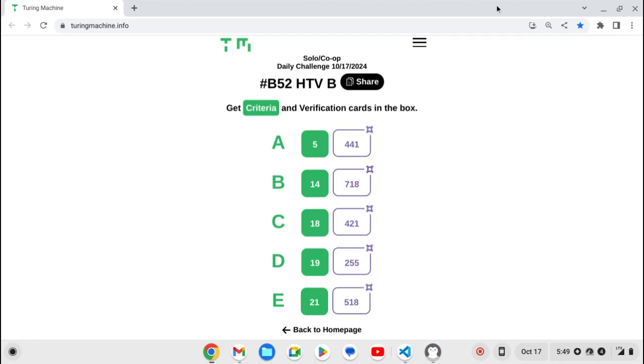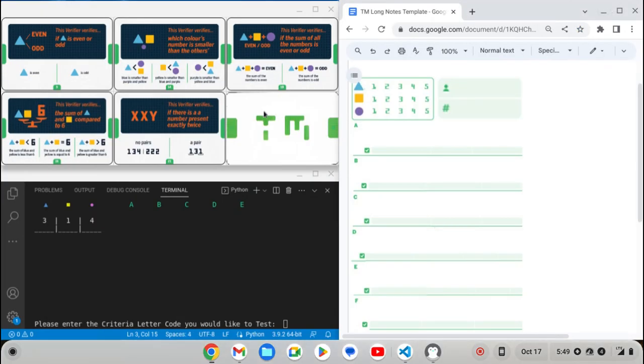Let's go solve. So in the grid above, we've got our 5 criteria cards. On the top row, we've got criteria card A, criteria card B, and criteria card C. On the bottom row, we've got criteria card D, and finally criteria card E. So criteria card A takes a look at our first digit, the triangle digit, and the Turing Machine will let us know if it's an even digit or an odd digit.